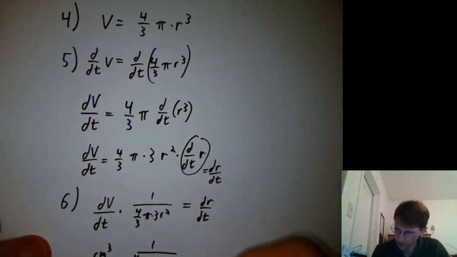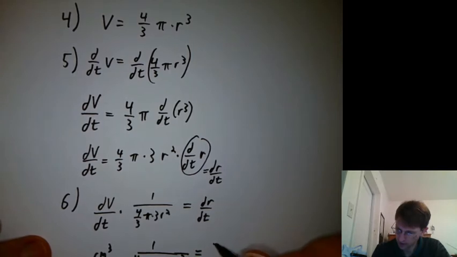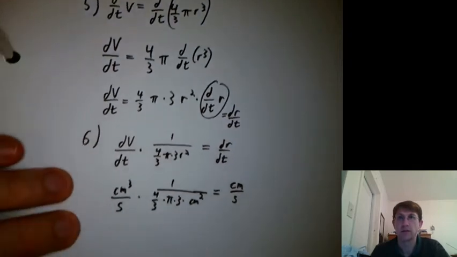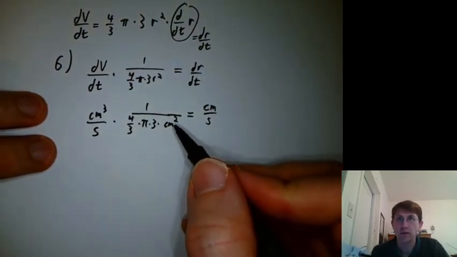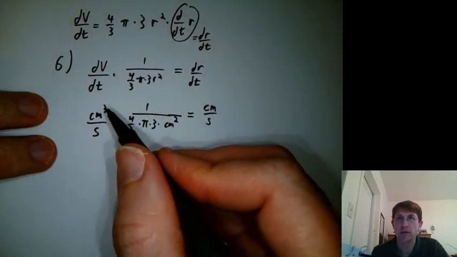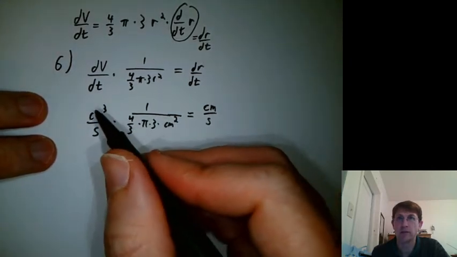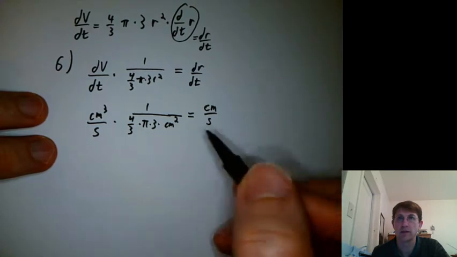4/3 is unitless, pi is unitless, 3 is unitless. r squared would be centimeters squared, and dr/dt would be centimeters per second. So does that all work out? I've got centimeters squared on the bottom, centimeters cubed on the top, and so that ends up with just centimeters on the top and seconds on the bottom.